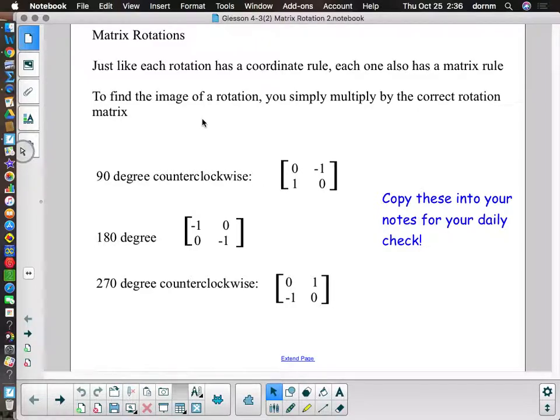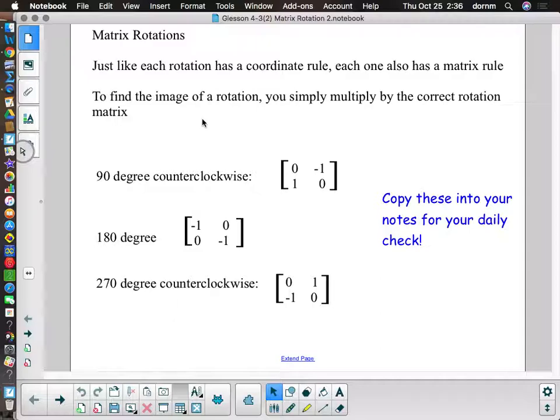Again, these are not in your journal, so you will need to put these in your notes. In fact, this is going to be your daily note check, is to make sure that you have these rotation matrices in your notes. So make sure they're in there, including identifying which matrix is which. This is going to work a lot like the reflection matrices. It's just different numbers.